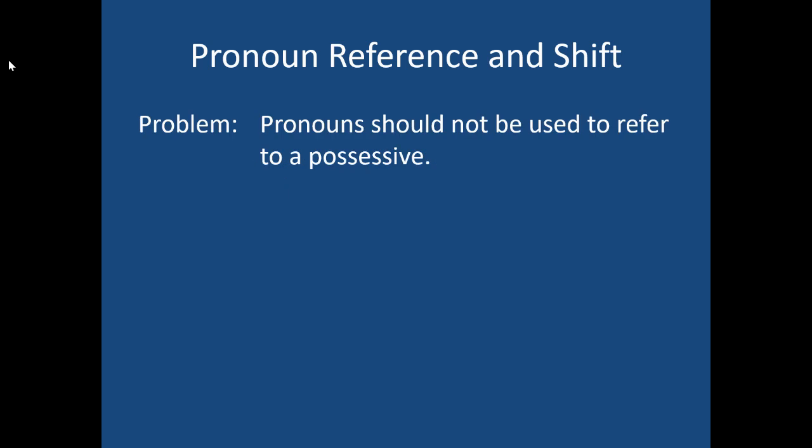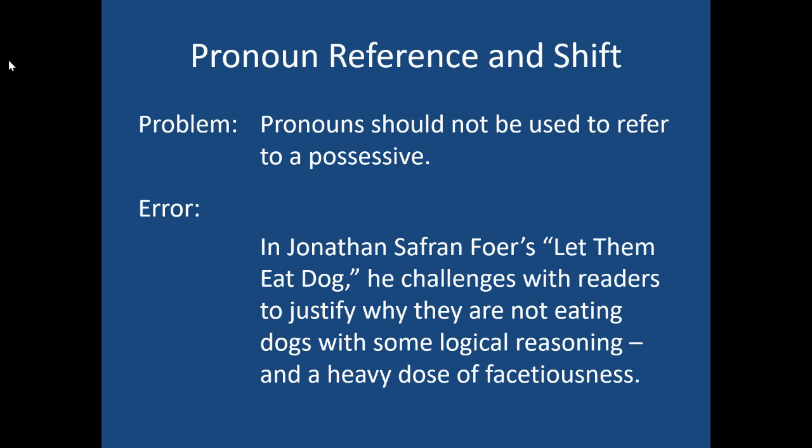Another problem we have is when the pronoun is trying to refer to a possessive. Remember that a pronoun should not be used to refer to a possessive. So if I said, "In Jonathan Safran Foer's Let Them Eat Dog, he challenges with readers to justify why they are not eating dogs with some logical reasoning and a heavy dose of facetiousness." I think I butchered that reading. The problem here is the word "he." You're like, well, who's he? When you say "he challenges with readers," I don't like that phrase. Maybe it should be "he challenges his readers."